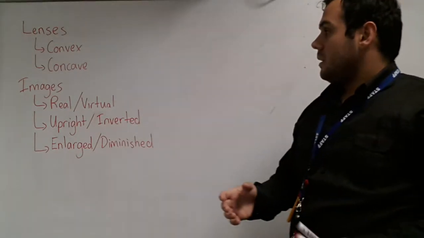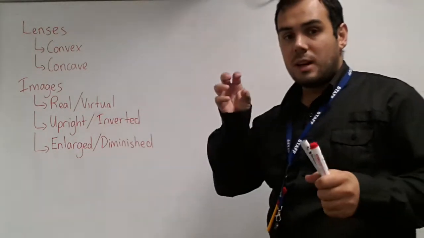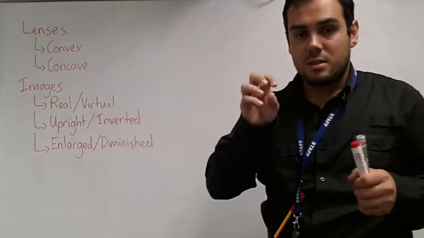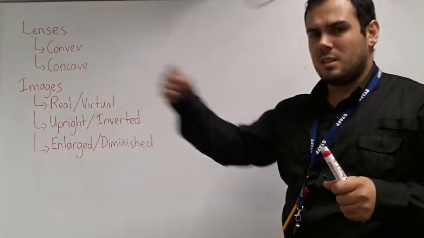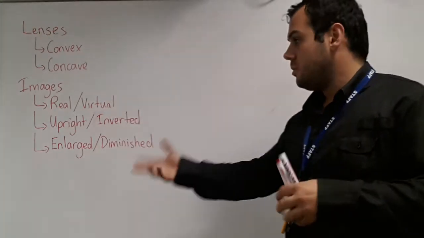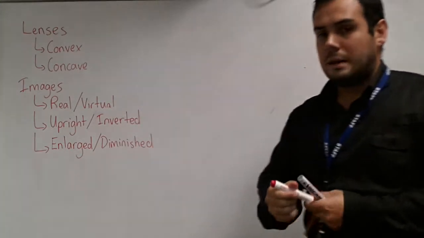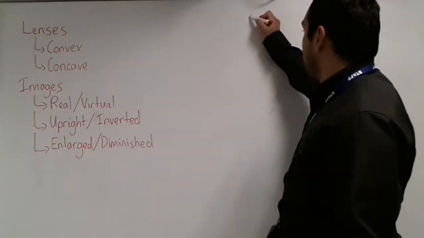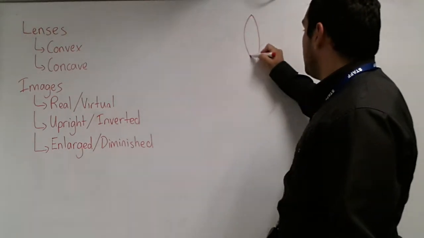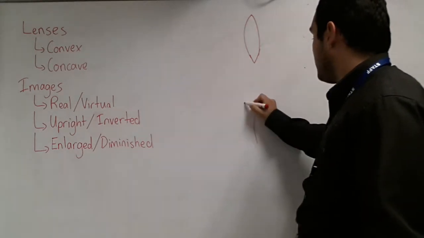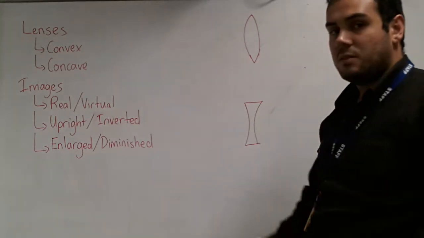So what you need to understand is when light enters through a lens, it changes what you think the object is: either closer or further, or real or virtual. There are three different categories. So I'm going to show you what happens when light passes a convex lens, and then the same thing when light passes a concave lens.